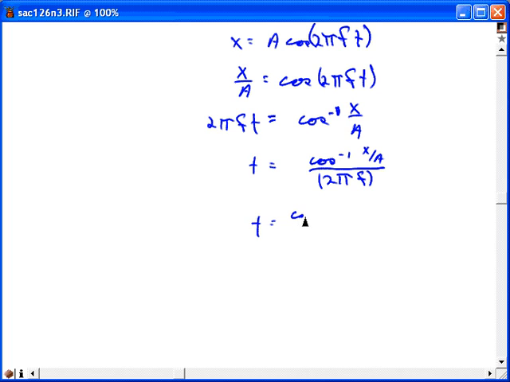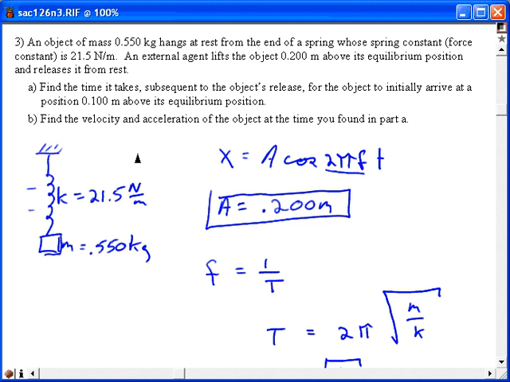T is thus the arc cosine of x. They wanted us to find it at 0.100 meters. This x is the position of the object that's bouncing up and down. It's not the amount by which the spring is stretched. So in this context, x is the position of the object relative to the equilibrium position, where I'm calling up the positive direction.